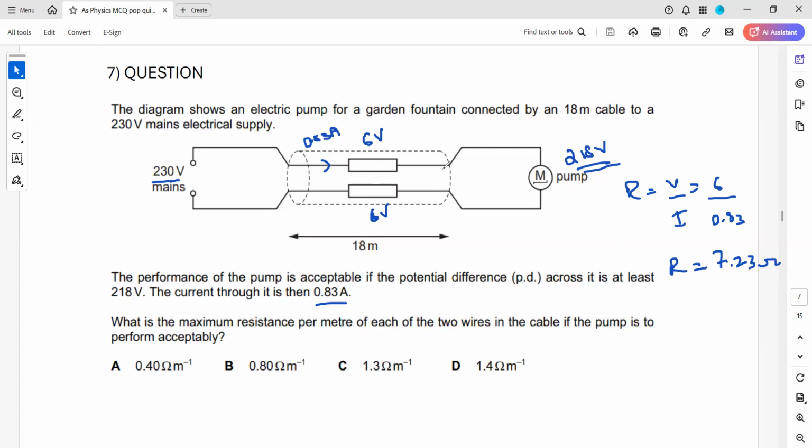And the length of this section is 18 meter. The question is, what is the resistance per meter? We want a ratio between resistance and length. So resistance is 7.23, and the length was 18, so this should be divided by 18. So 7.23 divided by 18, what will we get? We'll get 0.40 ohm per meter. So it matches with option A. So A will be the right answer. Is it clear?